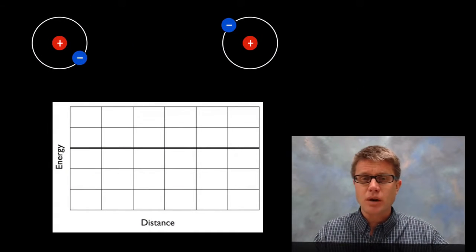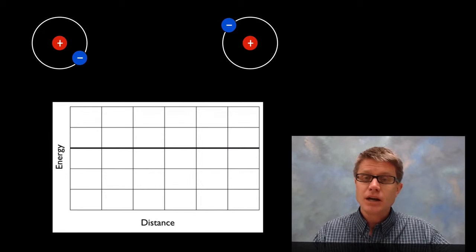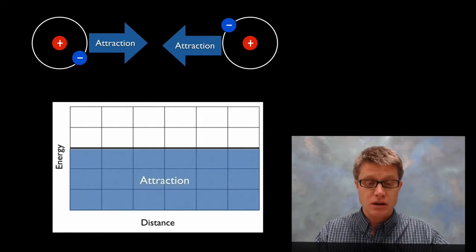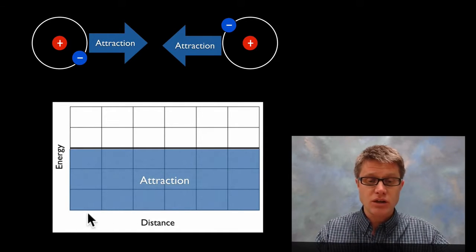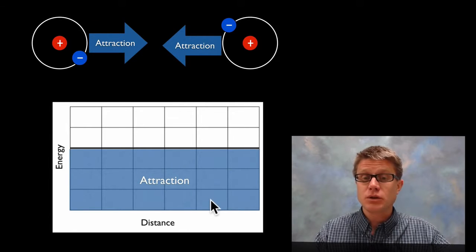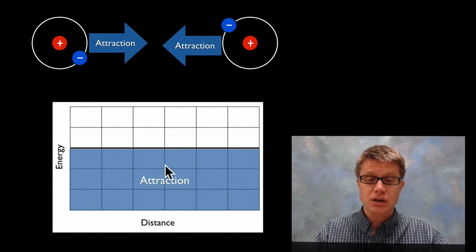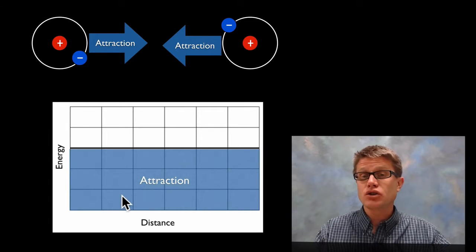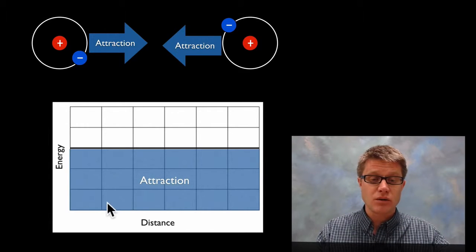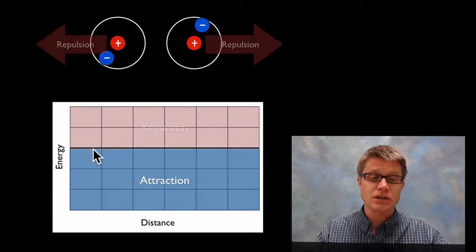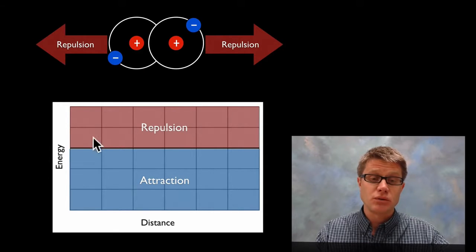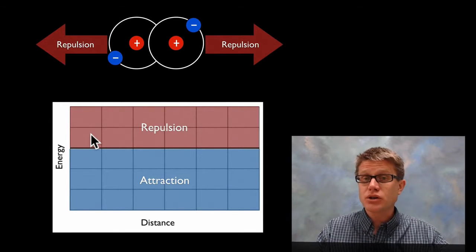And so if we look at these two representative atoms right here, as we bring them close together, there's going to be attraction. In other words, as we shorten the distance between the atoms, as they get closer and closer together, there's going to be a greater attractive force. Now, as they start to get really close together, there's actually going to be repulsion between those two atoms that's going to push them apart.